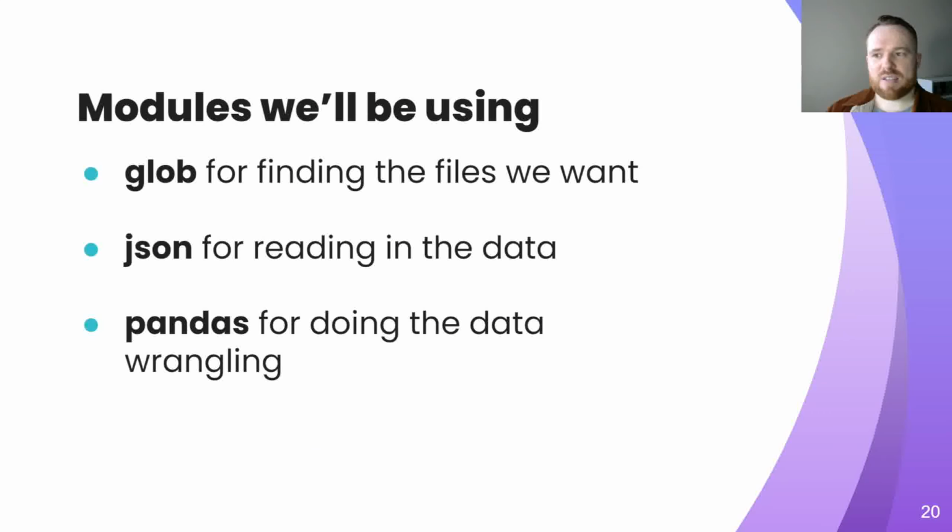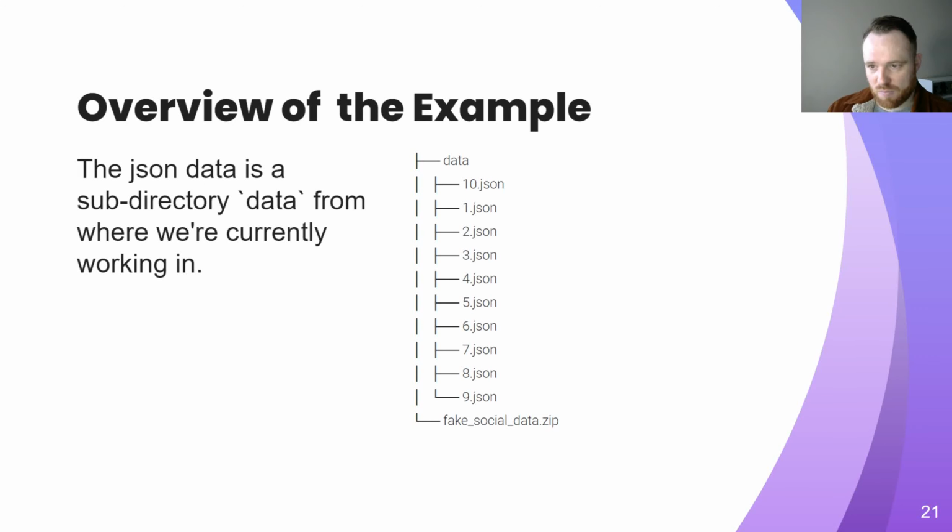So within that notebook, there are a couple of modules that we'll be using. We'll be using the glob module for finding files that we want to put together and work with, JSON for reading in the data, and then pandas for doing the data wrangling. So let me talk to what the example is. This example in my notebook is some mock data around a social network. There are multiple JSON files contained within a subfolder called data. What I want to do is first parse those JSON files, so read them into memory, and then convert them into Pandas DataFrames, and then potentially join them all together.